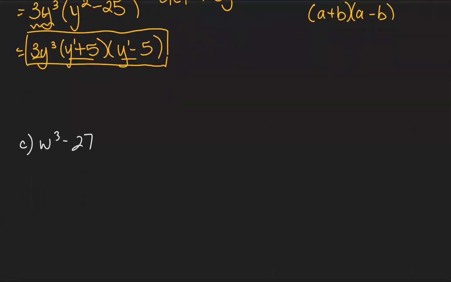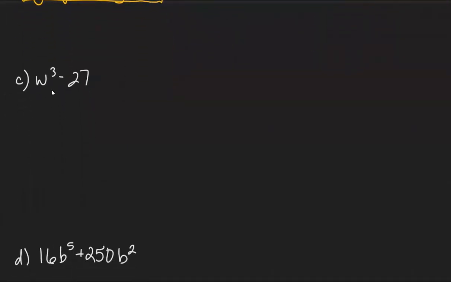Now let's learn about one of our new factoring methods. We have w cubed minus 27. We can't really do a whole lot with this because if we think about GCF, there's no GCF here. The GCF is 1. So then what do we do? Well, here's a new factoring pattern. This is the sum and difference of cubes, right?